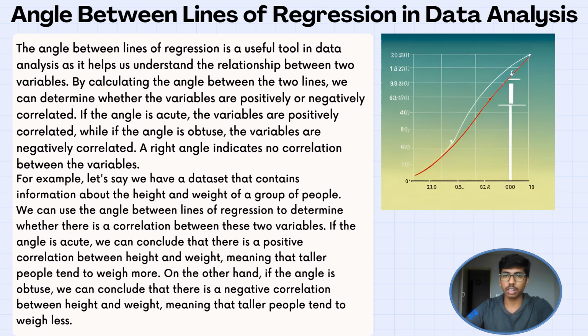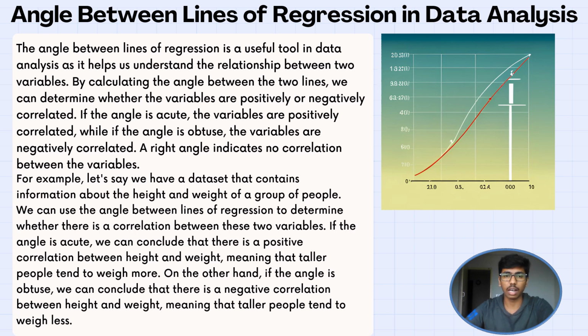Angle between lines of regression in data analysis. The angle between lines of regression is a useful tool in data analysis as it helps us understand the relationship between two variables. By calculating the angle between two lines, we can determine whether the variables are positively or negatively correlated. If the angle is acute, the variables are positively correlated, while if the angle is obtuse, the variables are negatively correlated. A right angle indicates no correlation between the variables.